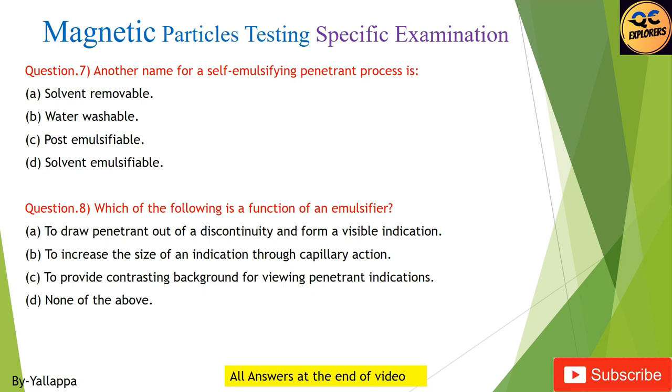Question 8. Which of the following is a function of an emulsifier? To draw penetrant out of a discontinuity and form a visible indication; to increase the size of an indication through capillary action; to provide a contrasting background for viewing penetrant indications; none of the above.